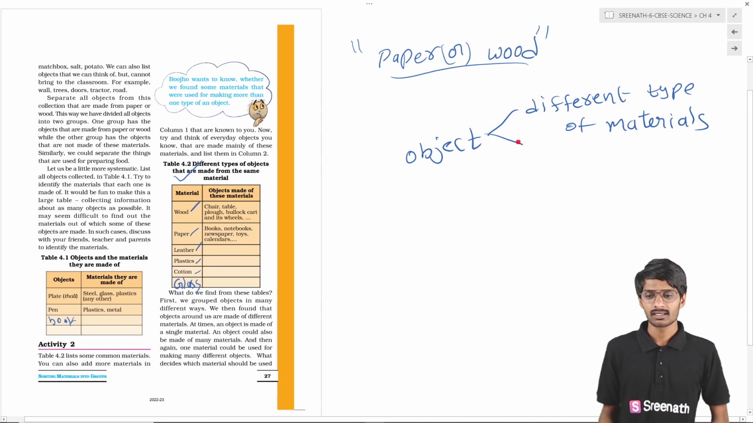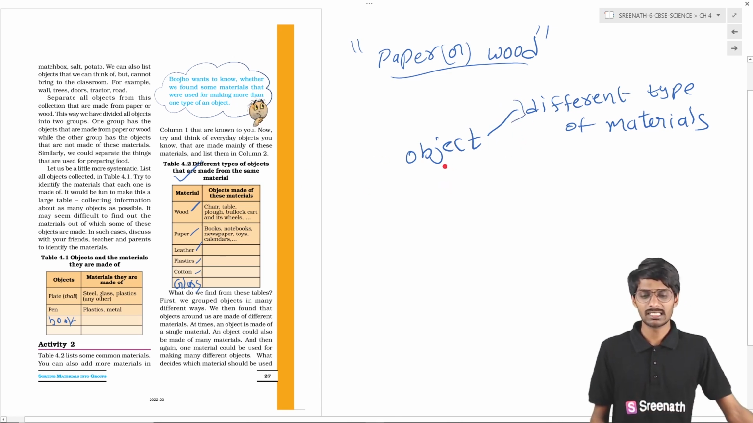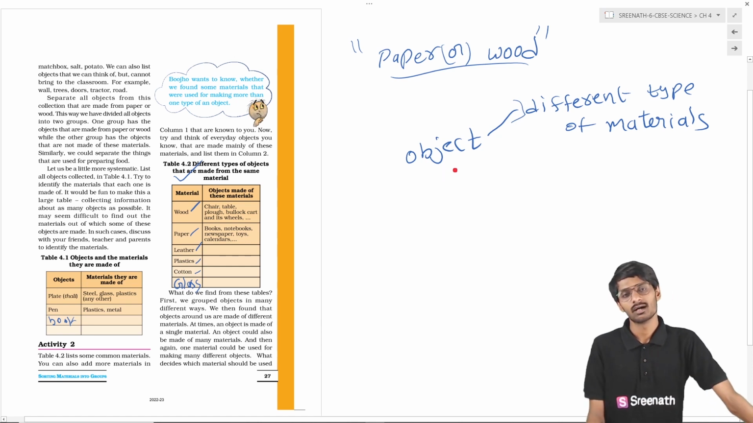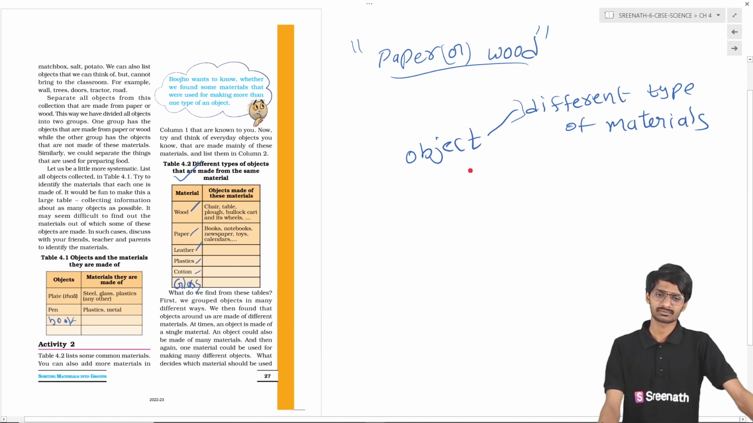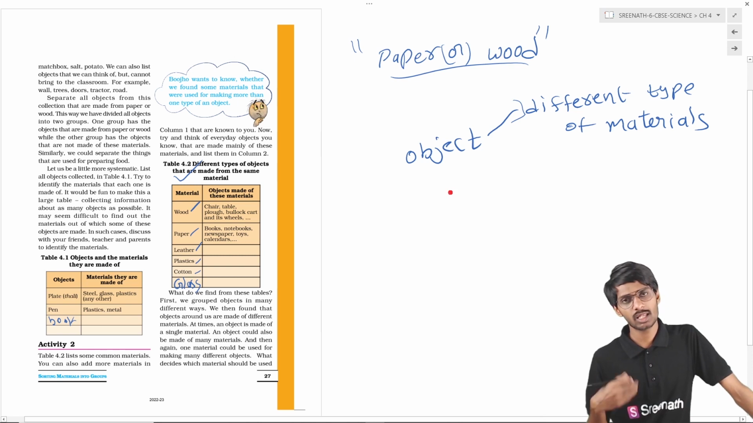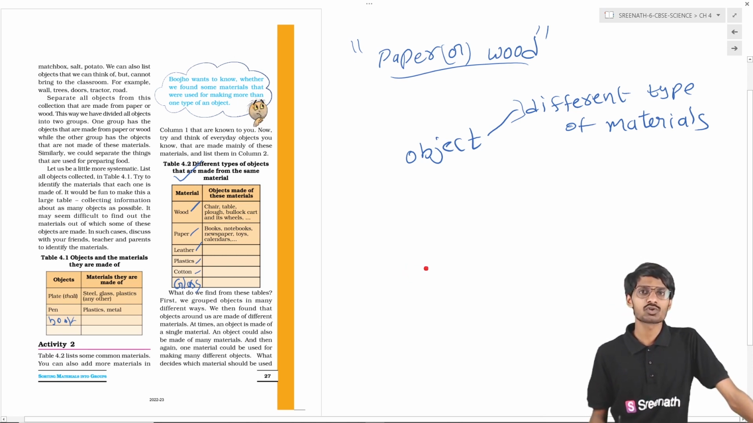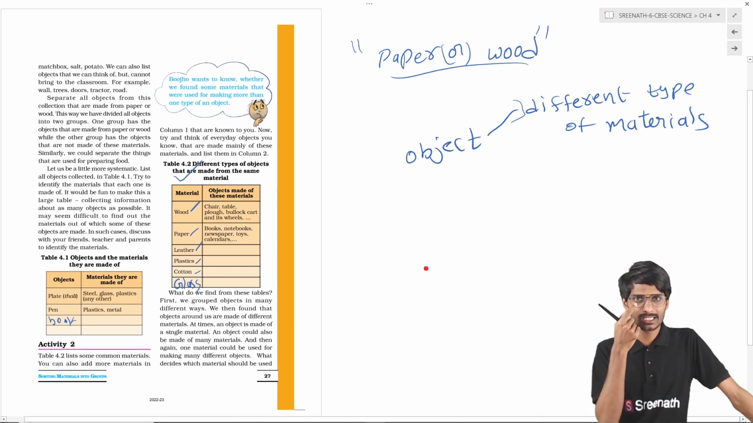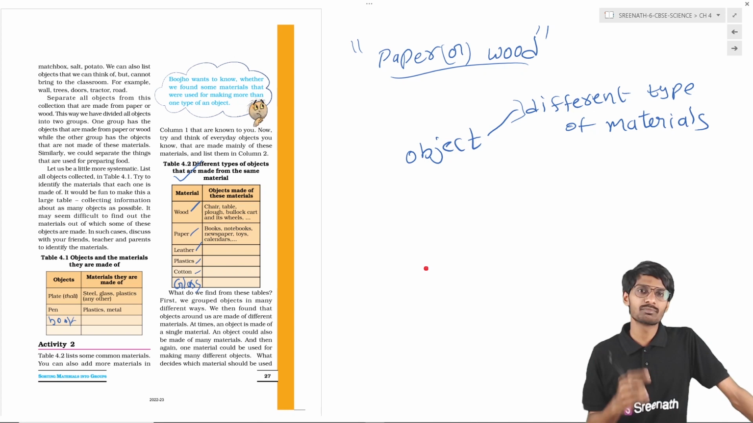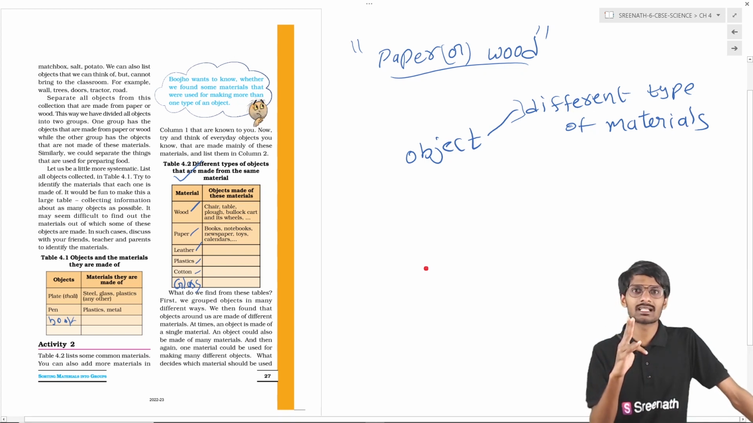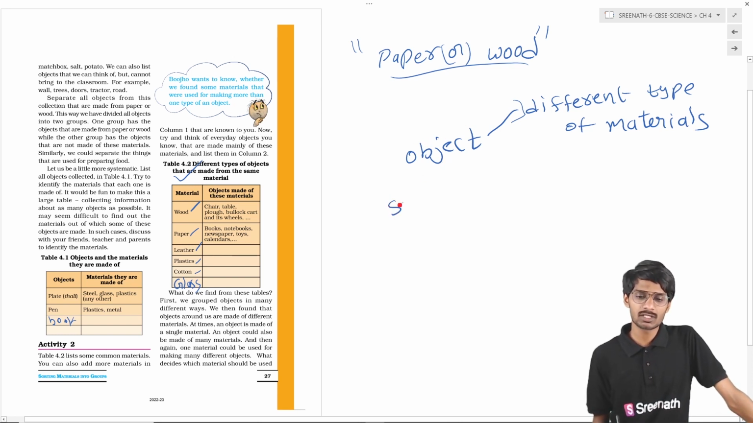In some cases, an object is made using different types of materials, friends. Suppose if you take these spectacles, here it is the glass material and it is some steel type material. So two types of materials are there in my spectacles. In this way, some objects may be formed from different materials. An example is spectacles.